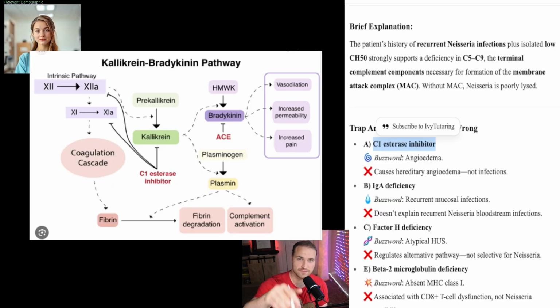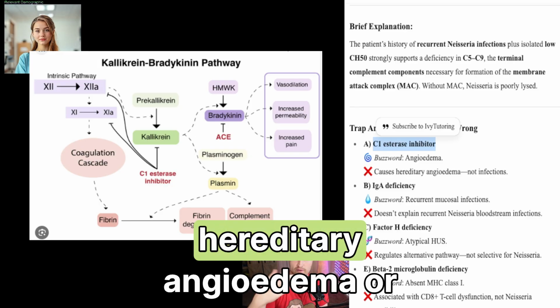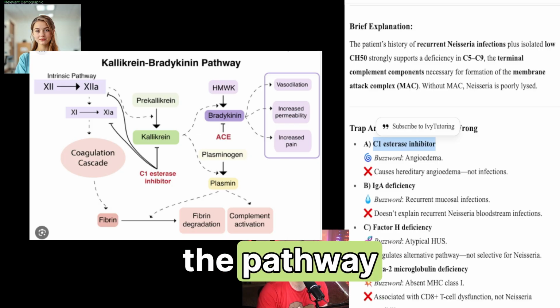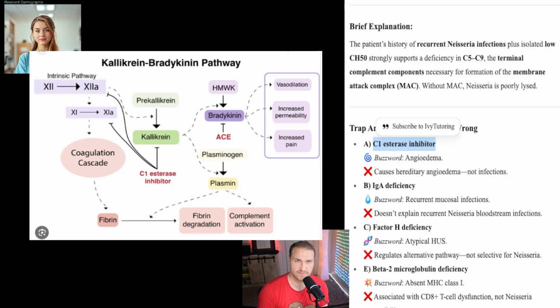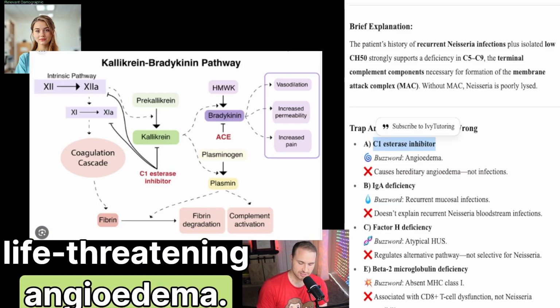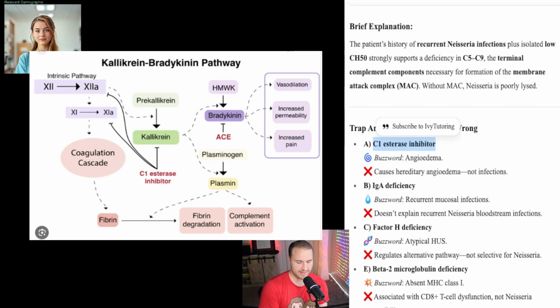And so if it's deficient or dysfunctional, hereditary angioedema or something else, that will cause uncontrolled activation of the pathway. And then you have unchecked kallikrein activity, and plasma kallikrein will not be properly inhibited, and that's what causes the excessive bradykinin. Also be on the lookout for angiotensin-converting enzyme, ACE. That's a metabolizer of bradykinin, and so if you give somebody an ACE inhibitor, that will block that process, and it leads to bradykinin buildup, and that can be a life-threatening angioedema. All right, so we dove way into that option.